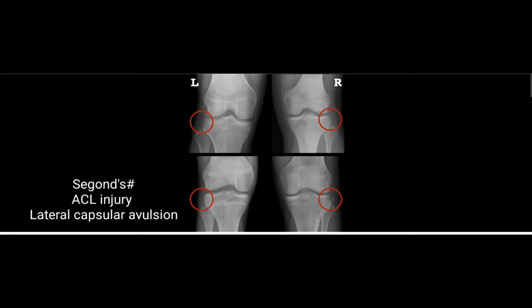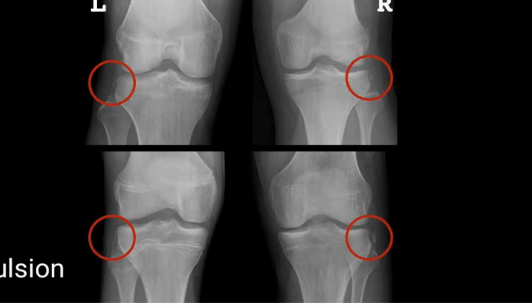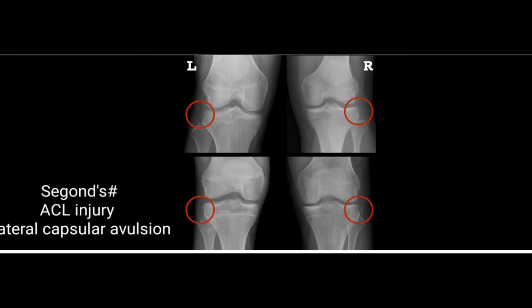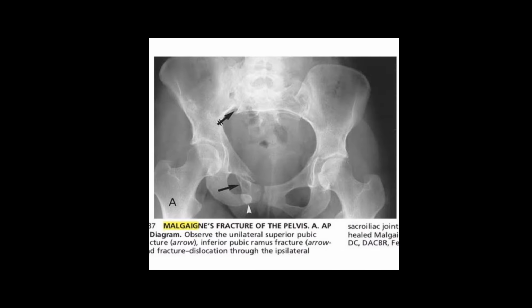Then this is the Segond fracture. Segond fracture is due to ACL injury and it is a lateral capsular avulsion. This is the medial and the lateral side of the fibula. In the region of the lateral capsule, the avulsion occurs. This is known as Segond fracture. It is an ACL injury, anterior cruciate ligament injury.